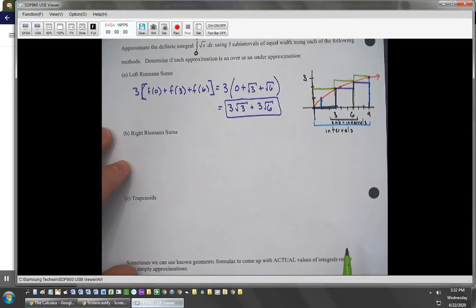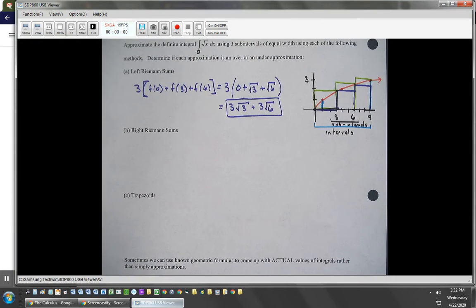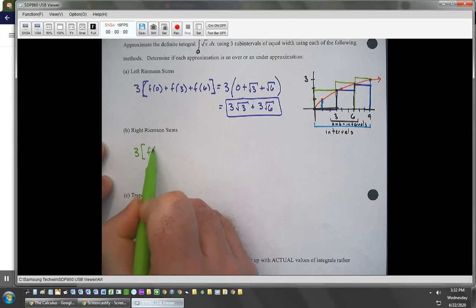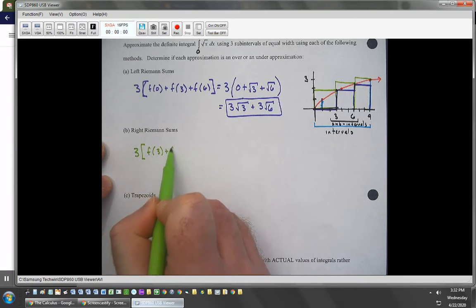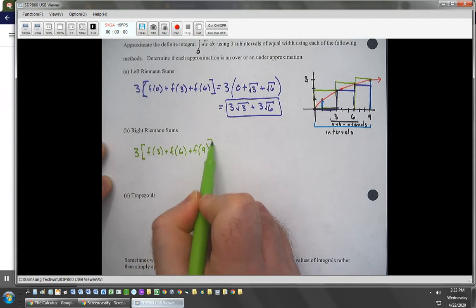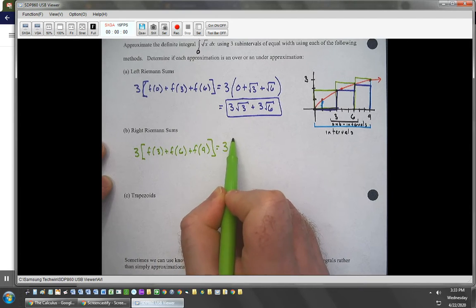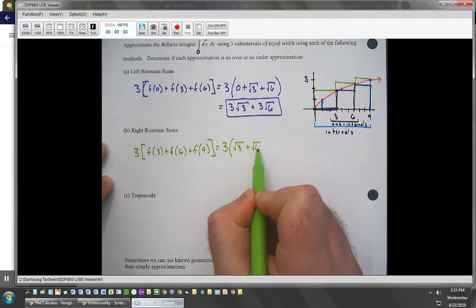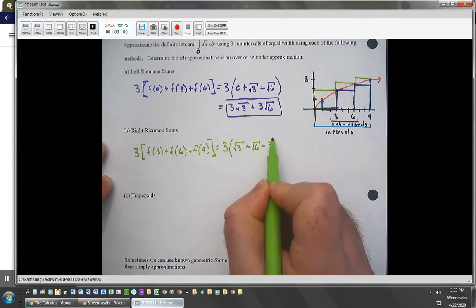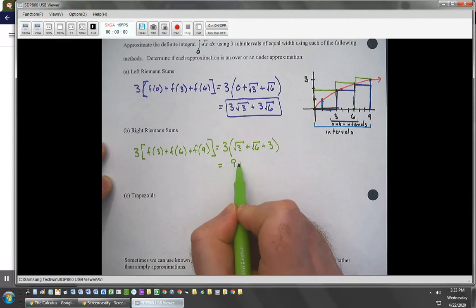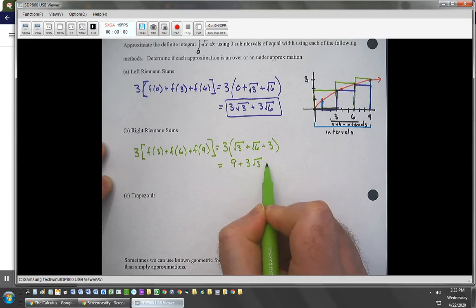That makes sense. All those greens are above the actual curve, so this is going to give me an overestimate. Let's figure out what that overestimate is. So we still have gaps of 3. I'm now doing the function value at 3 plus the function value at 6 plus the function value at 9. Well, that one won't be too bad. So I now have 3 times the quantity f of 3 is root 3, root 6, and then root 9, of course, which turns back into a 3. So I like to put the constants out front. You don't have to. 9 plus 3 root 3 plus 3 root 6.